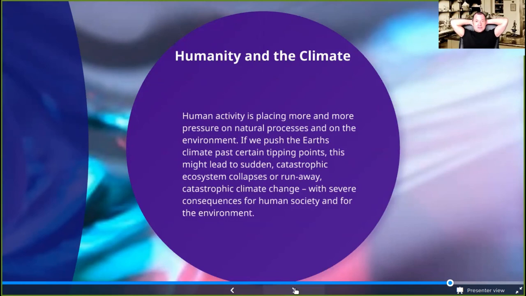Ice caps could melt, cropland could turn into deserts, mass starvation, mass death, the fall of civilization. Climate change is an existential risk that we created, and we can still do something about it.